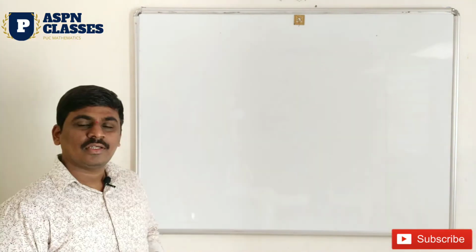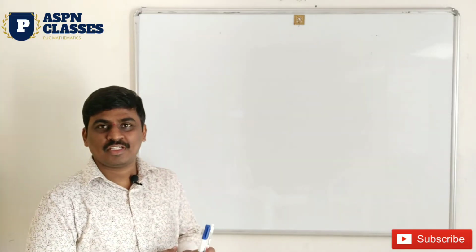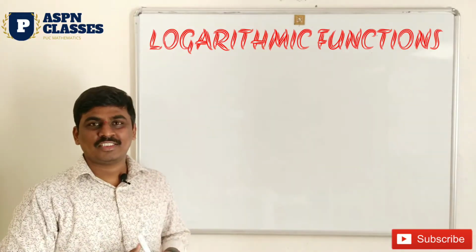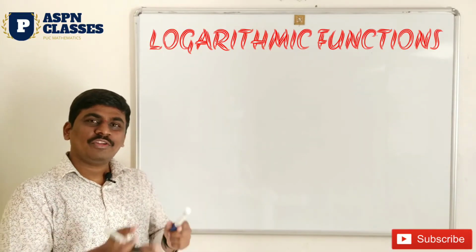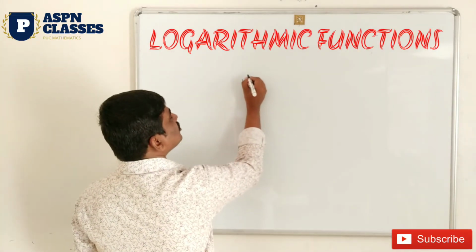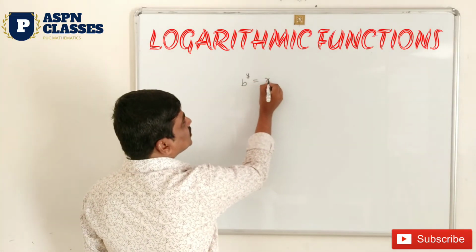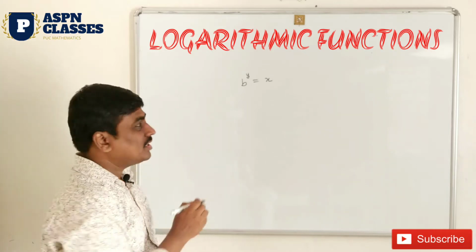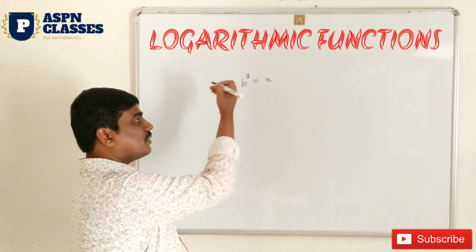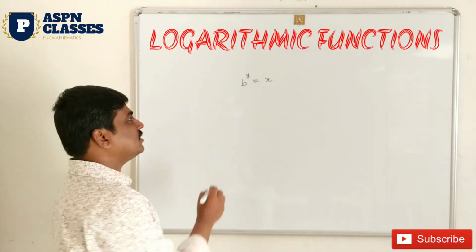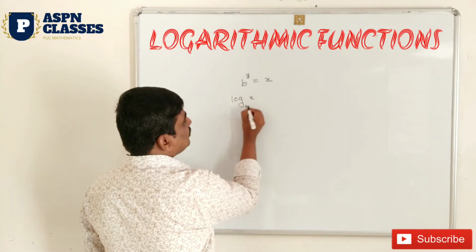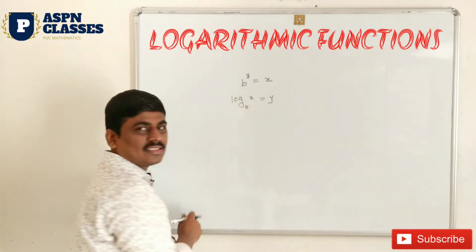So now all of you understand the exponential function. Next one is logarithmic functions. How do we define logarithmic functions? Suppose I take one exponential function, b raised to y is equal to x. Here b is the constant, and y is a variable. So how can you represent this result in logarithmic form? It is simply log of x, the base is b, is equal to y is the answer.